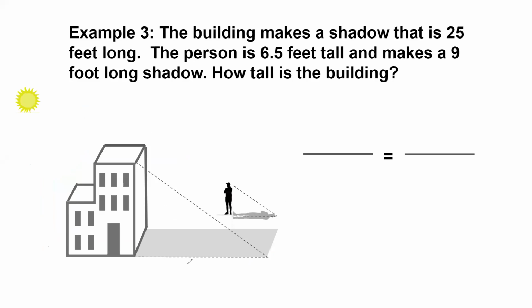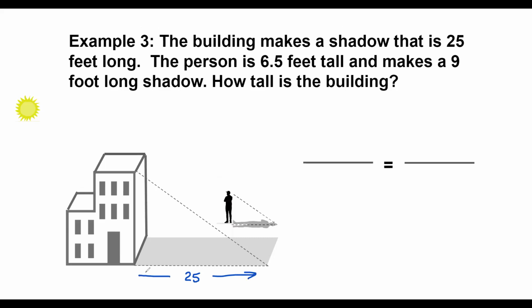So let's label this. Our building makes a shadow that is 25 feet long. So that's this dimension here. Our person is 6.5 feet tall, and they make a 9-foot long shadow. So all of the information is there. It may or may not be helpful for you to write this out, but I just wanted to show you what was different about this problem. Now we can set up our proportion.